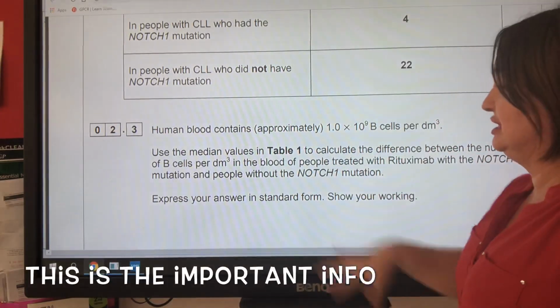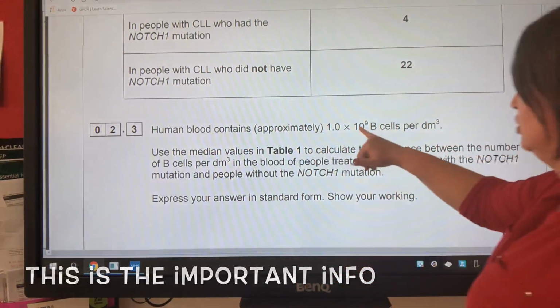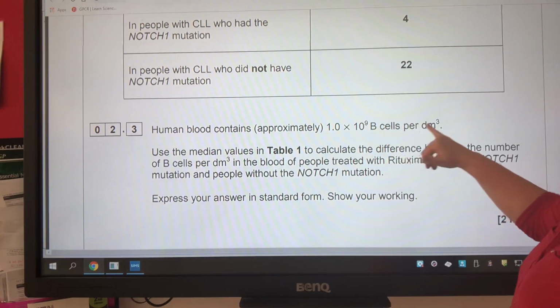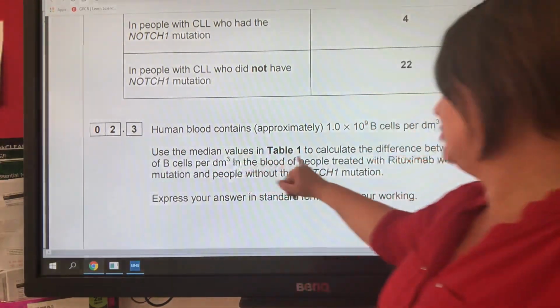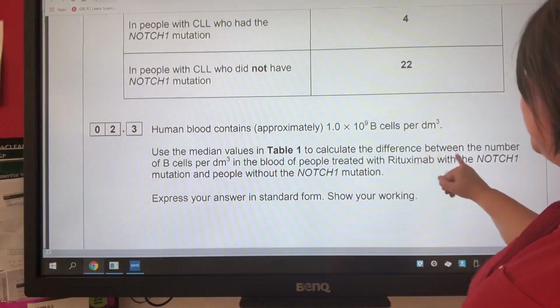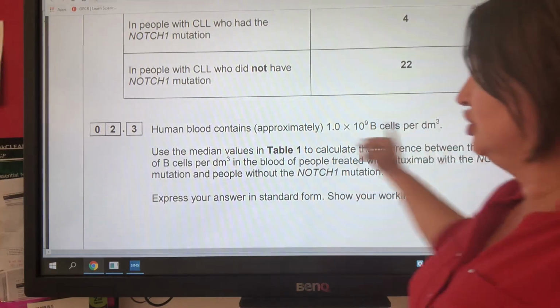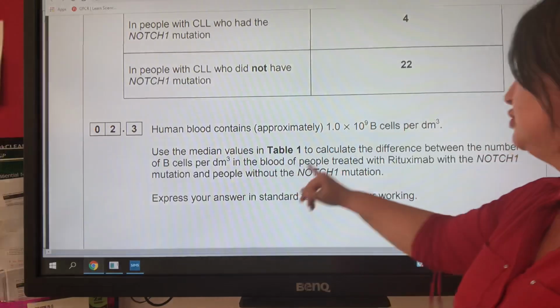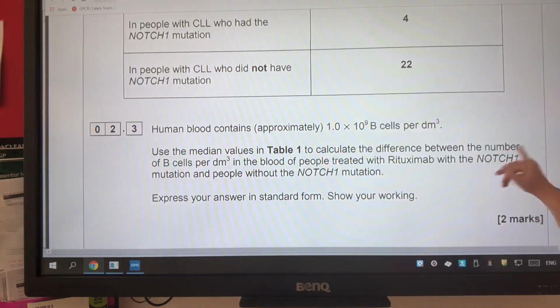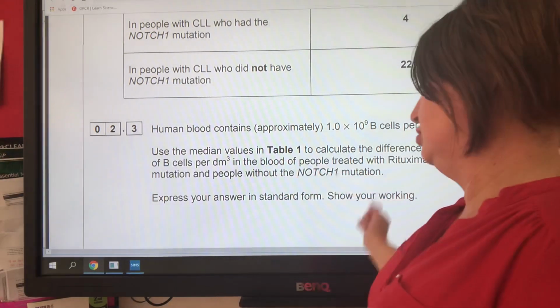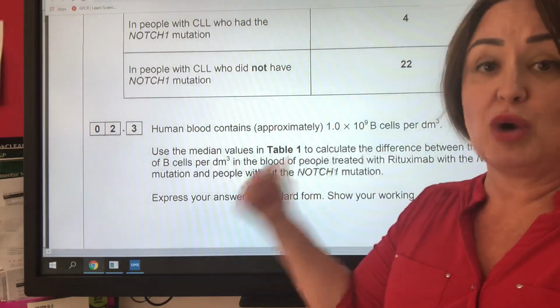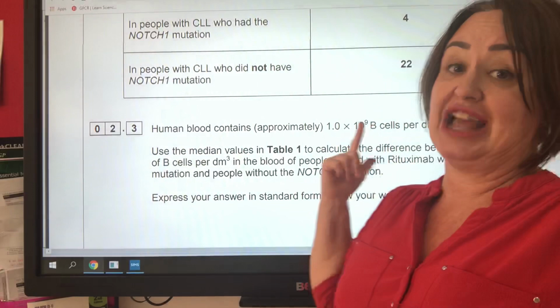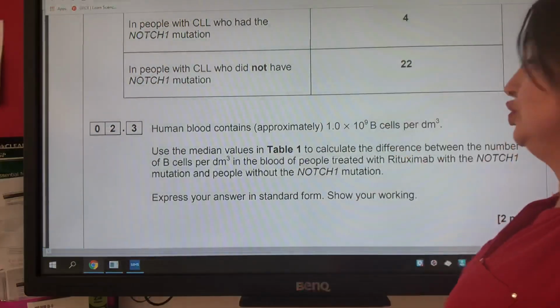So here we get to the question. It says, human blood contains approximately 1 times 10 to the 9 B cells per decimeter cubed. Use the median values in table 1 to calculate the difference between the number of B cells per decimeter cubed in the blood of people treated with the drug with the mutation and those without the mutation. Express your answer in standard form, so that's important because there's going to be 1 mark for the answer and 1 mark for giving your answer in standard form, and show your working.